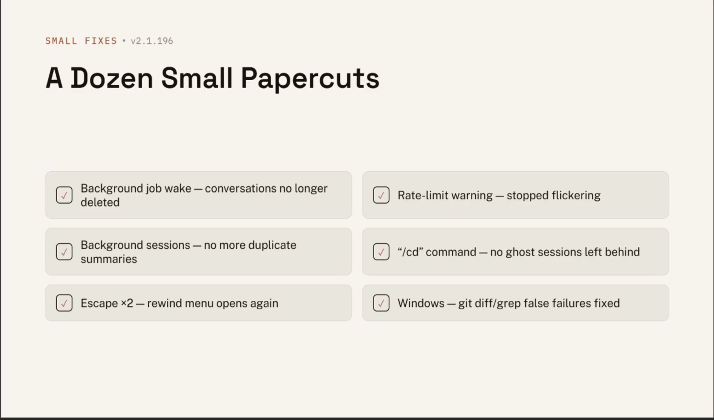On Windows, running git diff or git grep through PowerShell had been reported as a failure whenever the command legitimately exited with status 1, the same false alarm that hit egrep, fgrep, and any quoted search pattern containing a pipe character. All four now match how bash already behaved.